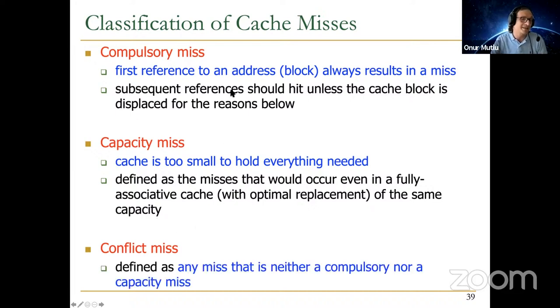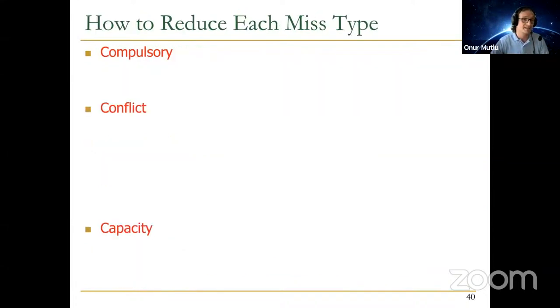A conflict miss is actually anything that is not compulsory and not capacity, and not coherence also, but we're not talking about coherence here. So basically, this is a good way of thinking about cache misses. And then the question becomes, how do you reduce different types of misses? We're going to talk about that a little bit. For compulsory misses, caching cannot help, basically. This is the first reference to a cache block. You need to do something else to avoid it, essentially.